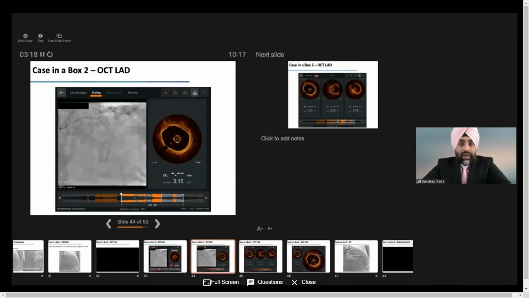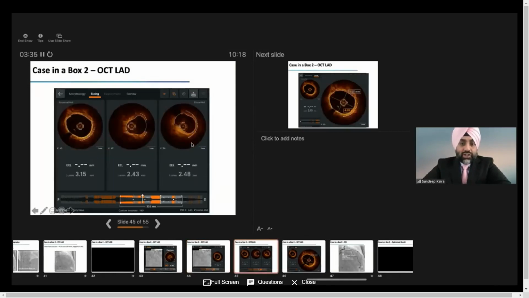Proximally, that's my vessel that I've set. I've set a 33 millimeter length. I've chosen my two landing zones, a proximal and a distal landing zone. We can see the lumen in the proximal area has a 3.15 millimeter diameter. We can't see enough EEL to be able to get an automatic detection of that.